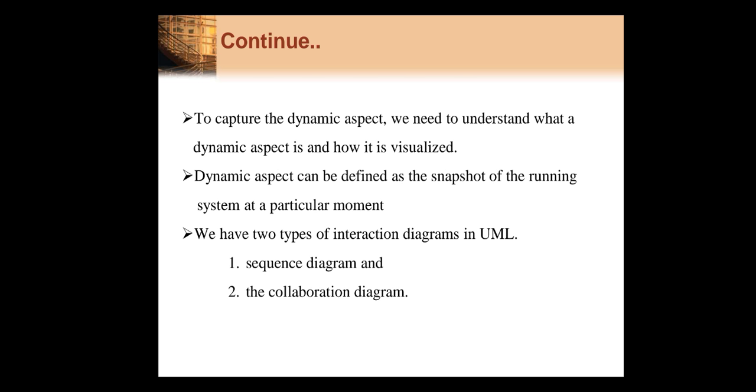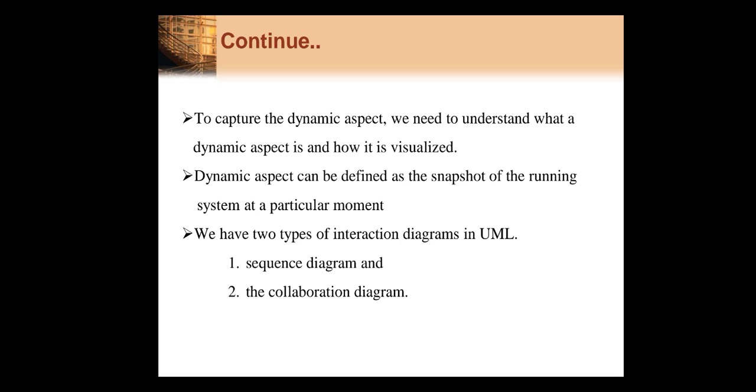To capture the dynamic aspect, we need to understand what a dynamic aspect is and how it is visualized. That means once we have decided these are the actors, these are the objects, these are the classes, and these are the use cases, then we need to show how they are interacting with each other. We need to display the dynamic aspects. So a dynamic aspect can be defined as a snapshot of the running system at a particular moment, how your system will be behaving, how the interaction between two parties takes place. That is represented with the help of dynamic aspects.